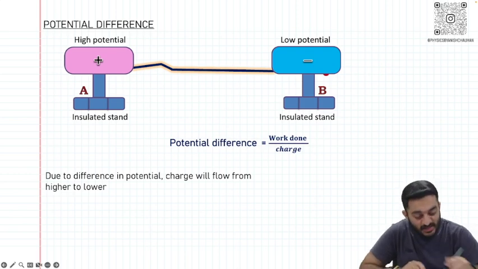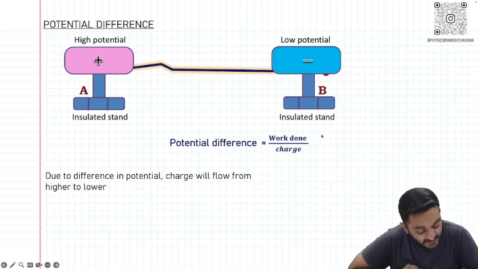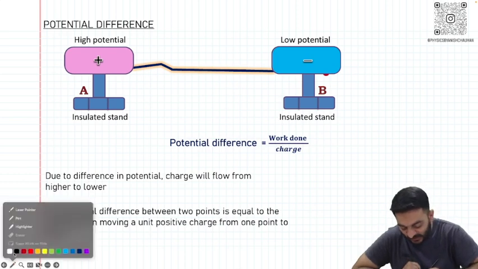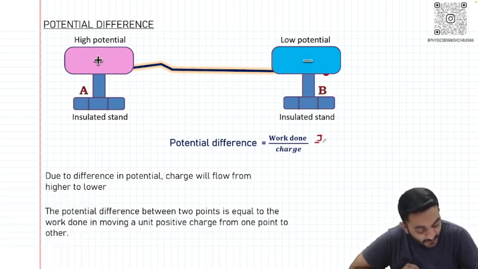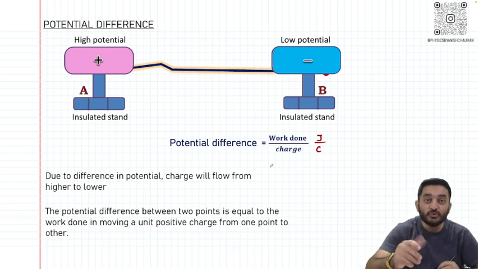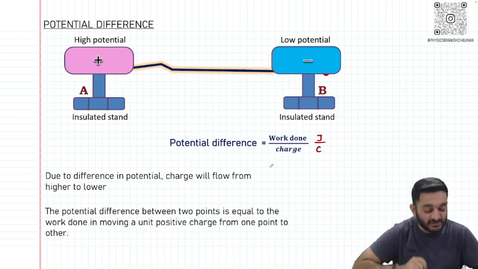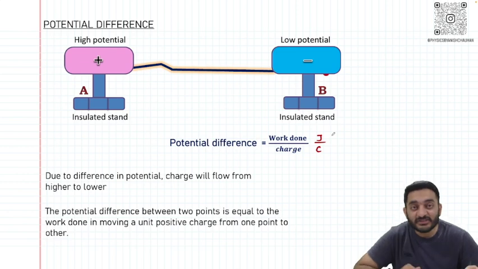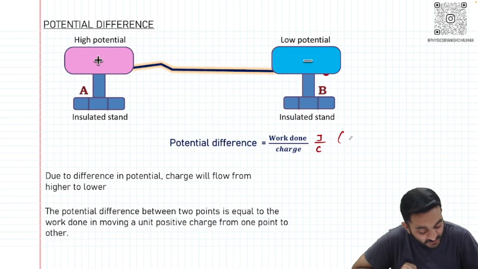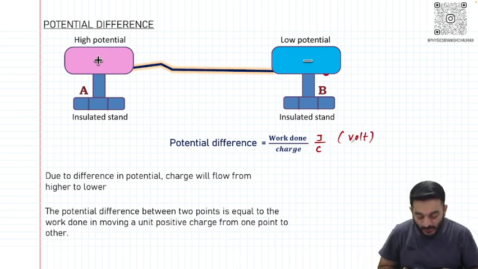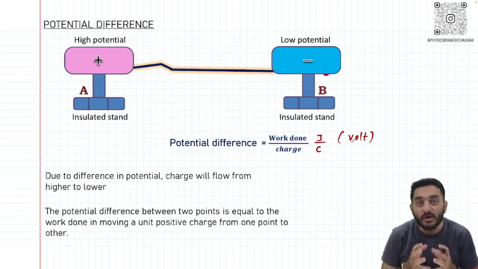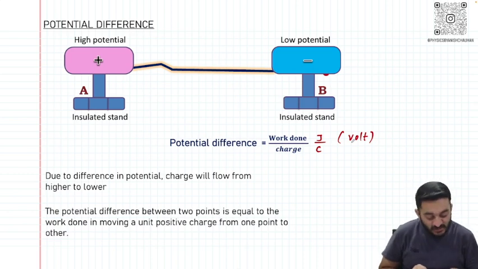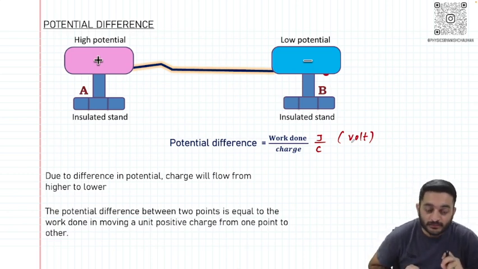As you can see, potential difference is the work done, which is written in terms of joules, divided by charge, which is coulomb. So joules per coulomb means energy per charge. That's the reason we have taken an analogy in terms of energy, and this joules per coulomb is what you can call a volt, which is the SI unit of potential difference. So here is the last point, which simply says the potential difference between the 2 points is equal to the work done in moving a unit positive charge from one point to the other.